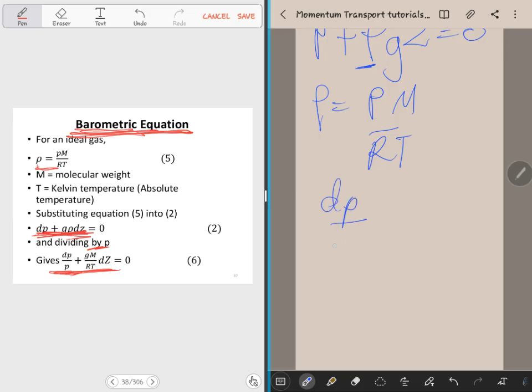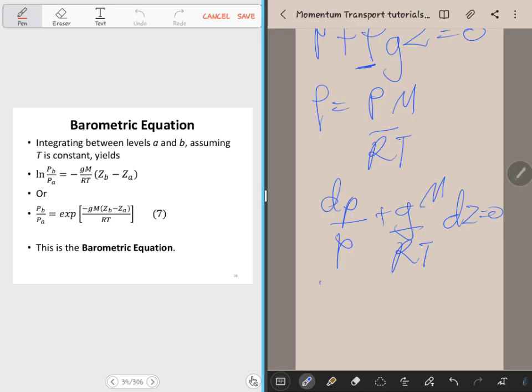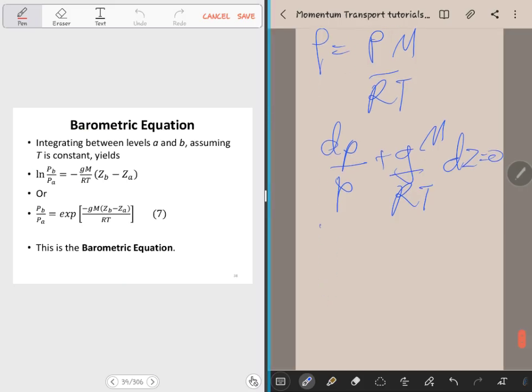So it becomes dP on P plus G on RT dz equal to 0. And then when we integrate, we end up getting... I won't do the integration here, but this is where your math application comes in. It's just algebra and then some rearrangement and you get these two equations. Are you okay? But if you want me to prove it, you can just tell me and then I'll prove it and then upload that one too. So then we end up getting these equations. Yes, so these are the barometric equations.